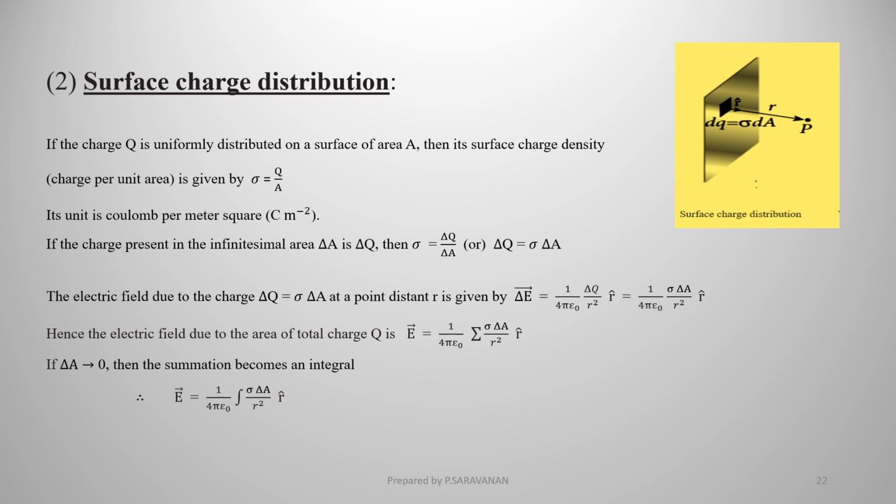Hence, the electric field due to the area of total charge Q is given by E vector equal to 1 by 4 pi epsilon naught into sigma delta A by r square taken the sum of all terms into r cap. If delta A tends to 0, then the summation becomes an integral. Therefore, E vector is also equal to 1 by 4 pi epsilon naught into integral sigma delta A by r square into r cap.